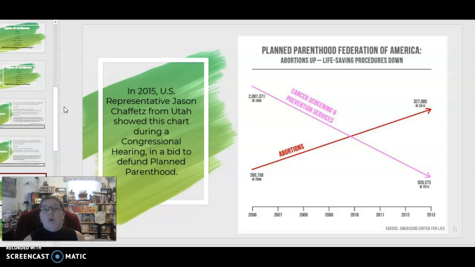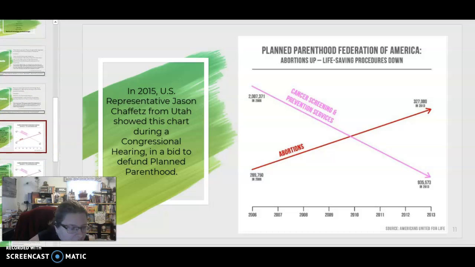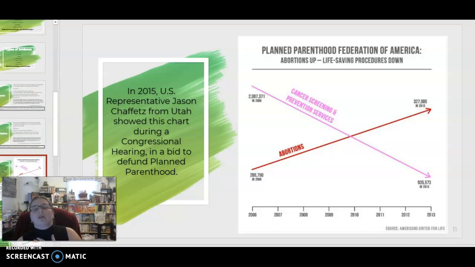All of those things are important to look for when you're trying to determine the significance of statistics. This is an example of poor representation of statistics. If you look at the chart on the right-hand side, you'll see this was actually presented in a congressional hearing in a bid to defund Planned Parenthood. And you can see that this looks terrible for Planned Parenthood. It looks like cancer screening and prevention services is going way down, while at the same time abortions is going right up. Do you see anything wrong with these numbers, however?